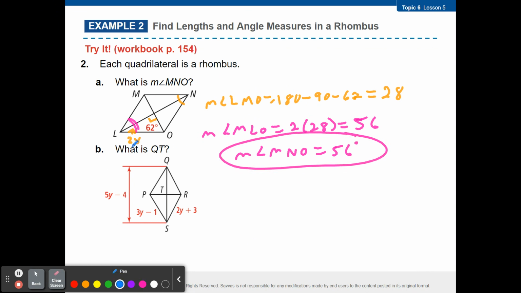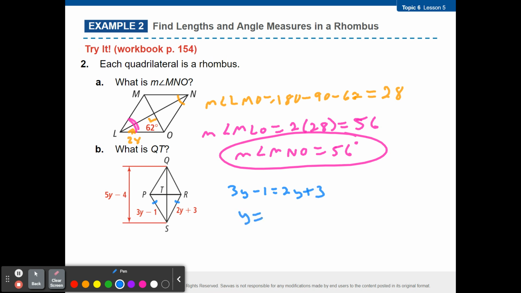All right, for letter B, what is QT? They want you to know this whole thing, but what do they give us here that we can actually work with? They are congruent, so this is congruent with this. So this will be 3y minus 1 equals 2y plus 3.